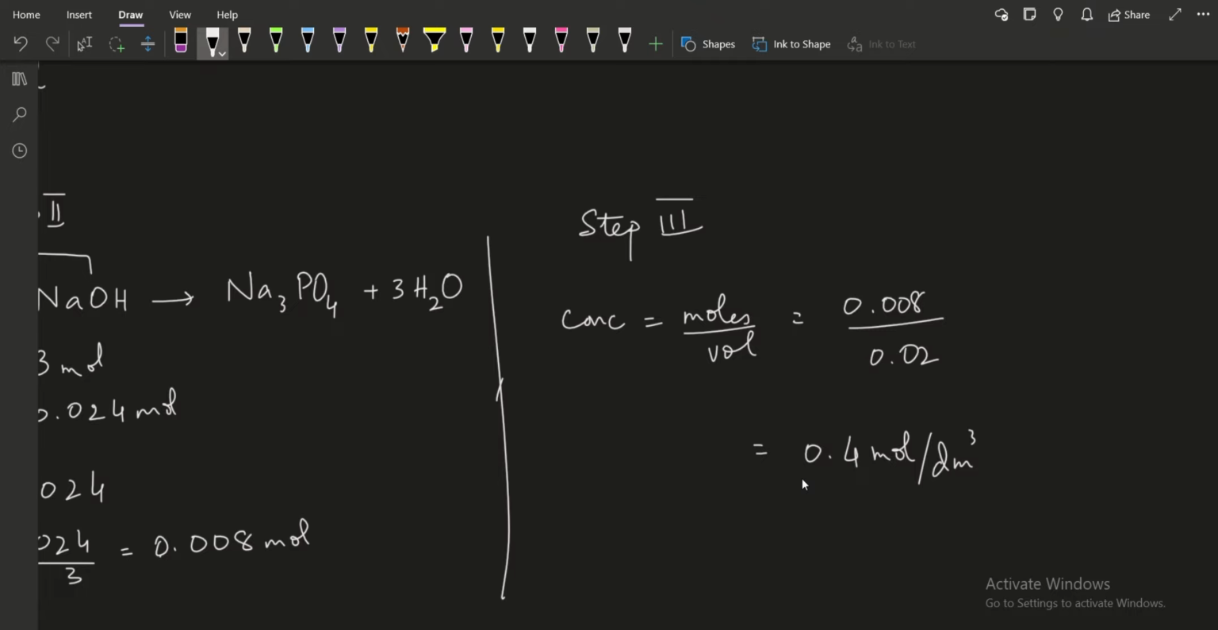Now let's also talk about some common mistakes that are made by the students. First of all is forgetting to convert cubic centimeter into cubic decimeter. You have to convert volume into cubic decimeter. The second mistake is using incorrect mole ratios. You have to check the coefficients carefully. The third mistake that students mostly make is writing wrong formulas and incorrect balancing of equations. So you have to be careful and don't repeat these mistakes.